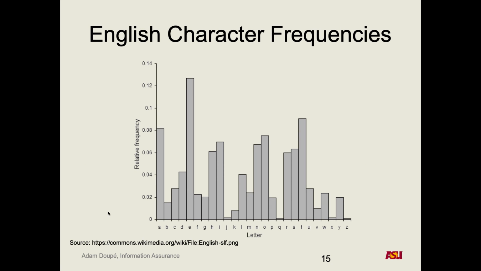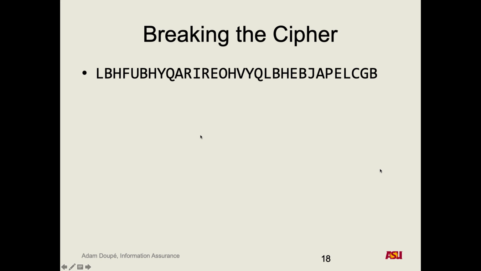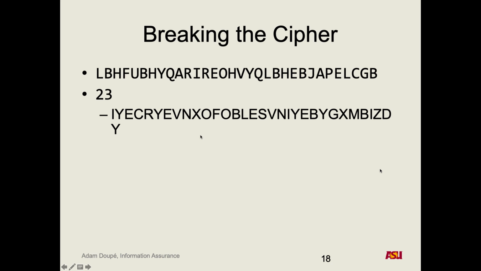So 23 maps D where? Let's map it to T. You know what? We can cheat. So by 23 we get something that looks like this. Does that look correct? No.